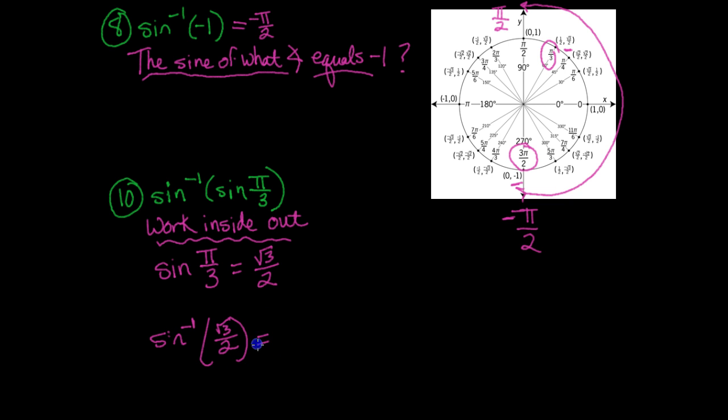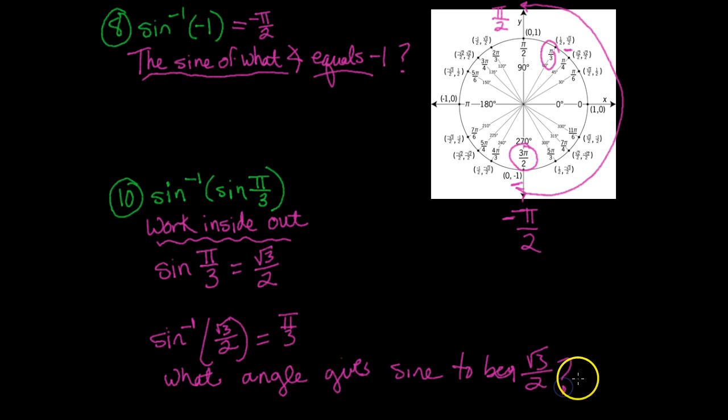Well, what does that mean? Sine inverse of square root of 3 over 2. I'm asking what angle between -pi over 2 and pi over 2 gives me an output of root 3 over 2. And in that case, it is, in fact, pi over 3, which gives sine to be root 3 over 2. And that has to be between -pi over 2 and pi over 2.